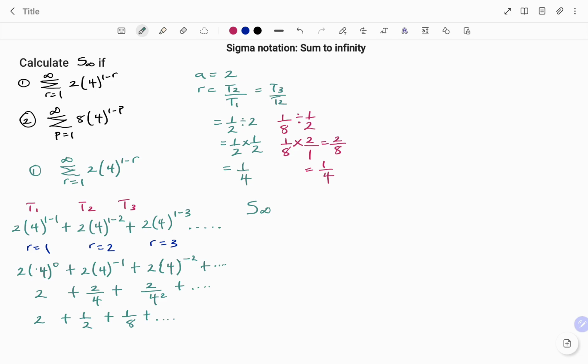S infinity, is equal to the first term, a, over 1 minus the common ratio. That will be 2 over 1 minus the common ratio, that's 1 over 4. That will be 2 divided by 3 over 4. 1 minus 1 over 4, that's 3 over 4. We have 2 times 4 over 3. So therefore, the sum to infinity of the first question will be 8 over 3.